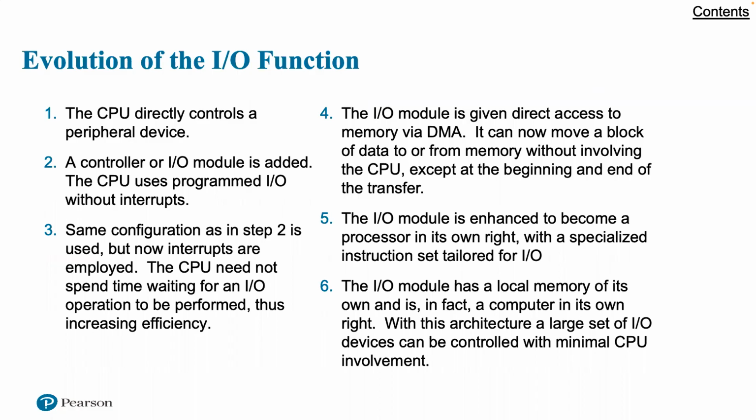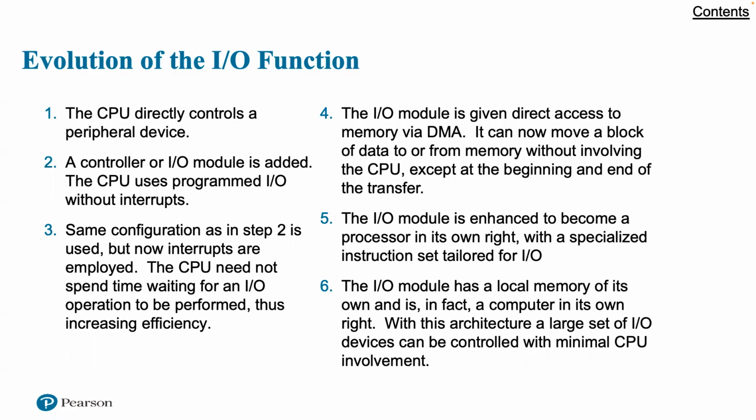Number one, the CPU directly controls a peripheral device. This is seen as simple microprocessor-controlled devices. Number two, a controller or I/O module is added. The CPU uses programmed I/O without interrupts. With this step, the CPU becomes somewhat divorced from the specific details of external device interfaces.